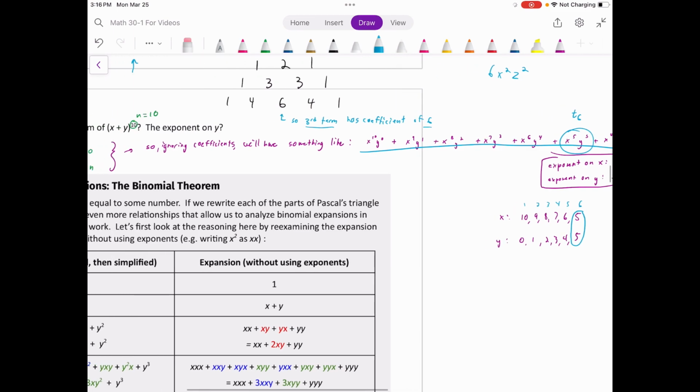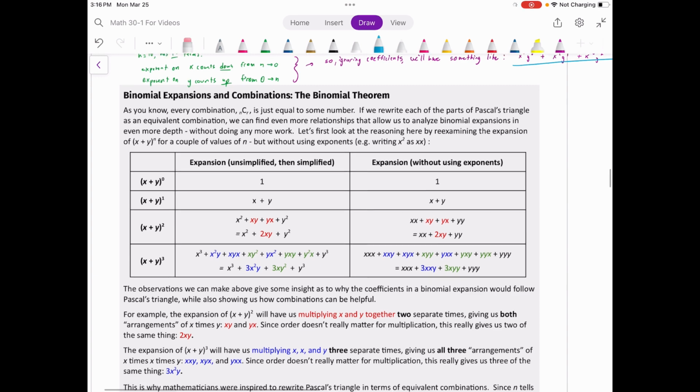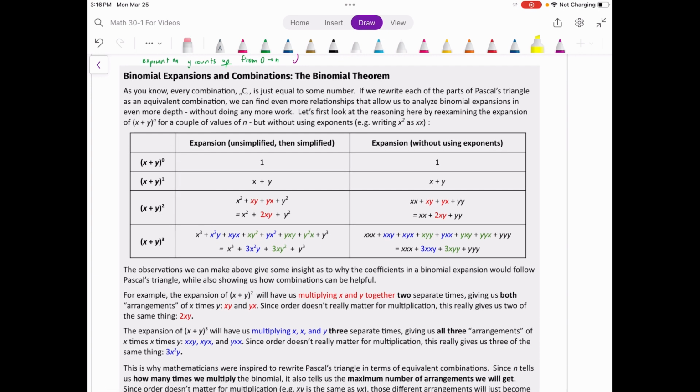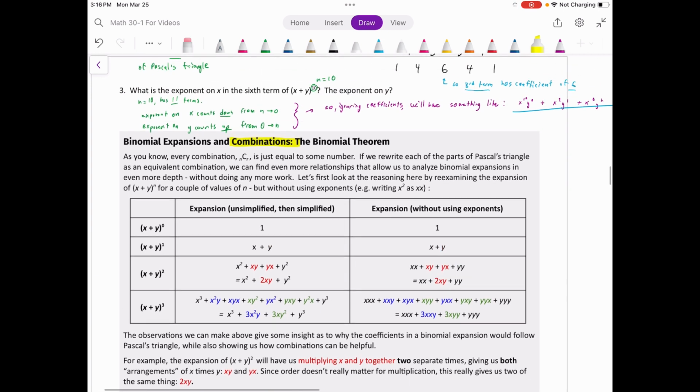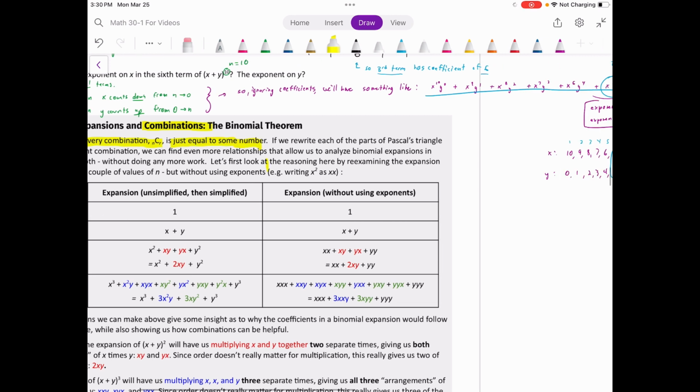All right. Let's now put some of these ideas together and see the role that combinations can play here to make things even simpler. As you know, every combination nCr is just equal to some number. For example, 10 choose 2, we could write it that way, but that just equals, I think it's 45. That's just a number. 10 choose 2 is a number.